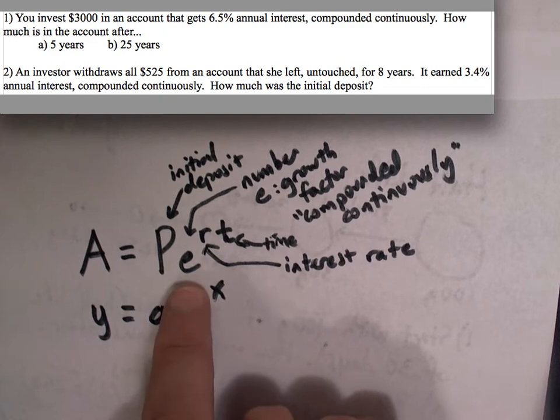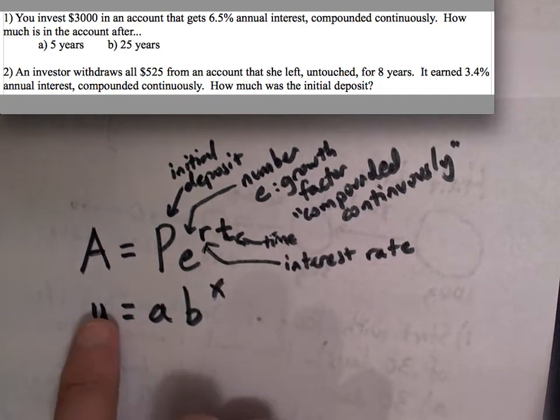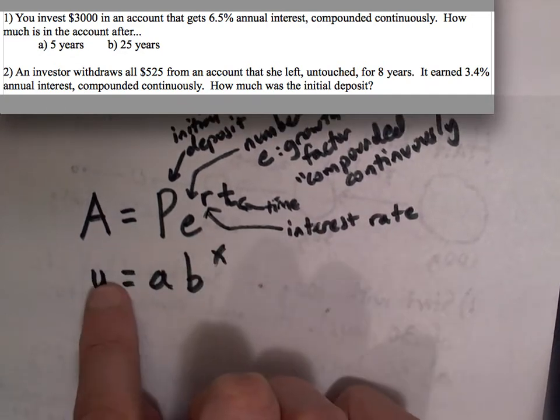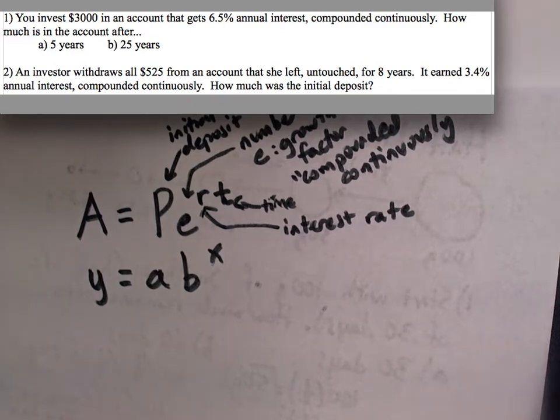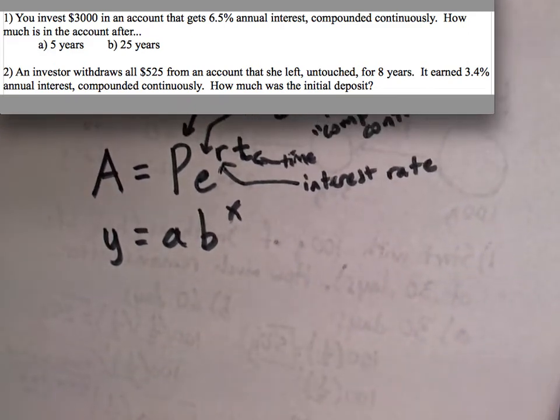So that's a number. It's our growth factor. That corresponds to the b here. And this is our interest rate times the time. So that's time right there. So we use this Pert formula, but don't be confused. It still comes from the same old exponential formulas. Okay, so let's go ahead and apply this now.